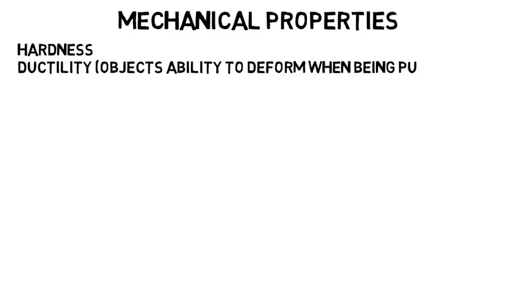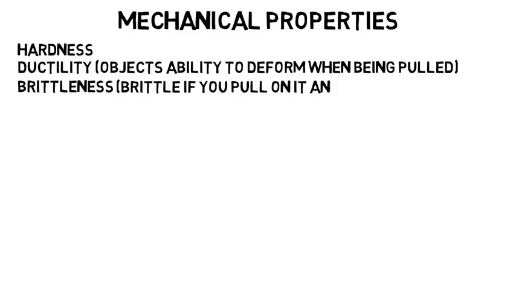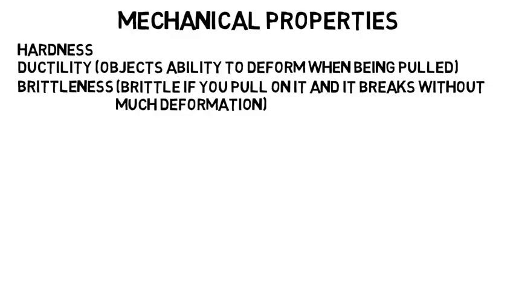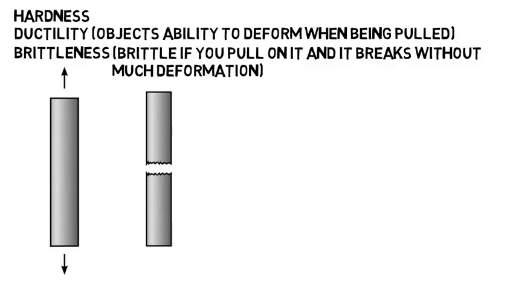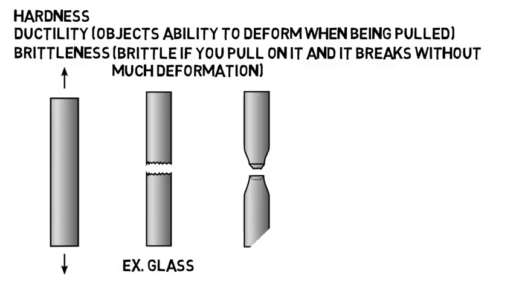Mechanical properties include hardness, ductility or an object's ability to deform when being pulled, and brittleness, where a material is brittle if you pull on it and it breaks without much deformation. So if you have a material and you pull it, eventually it will break. If it's brittle, it will just snap. Glass would be an example of this. But if the material is ductile, it will actually be elongated and deformed before totally snapping, and certain types of steel would be an example of this.